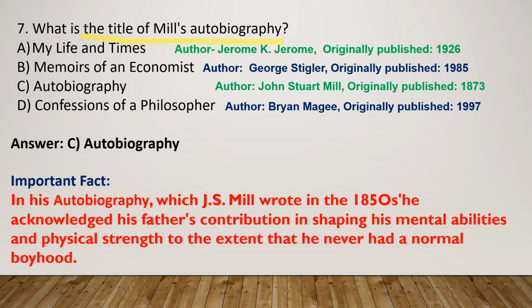In his autobiography, which J.S. Mill wrote in the 1850s, he acknowledged his father's contribution in shaping his mental abilities and physical strength to the extent that he never had a normal boyhood.